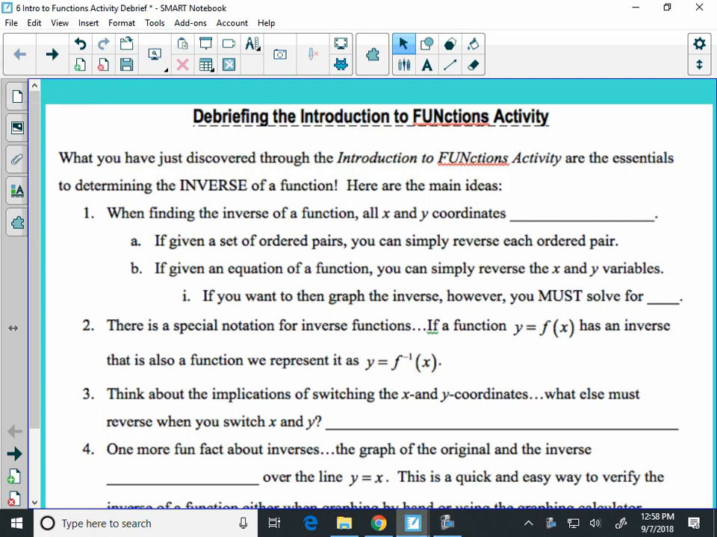Talking about inverses of functions. We didn't call it that, but when you hear the word inverse, what do you think of? Opposites, right? So we found opposites of things. So what we did was we started with a set of ordered pairs.